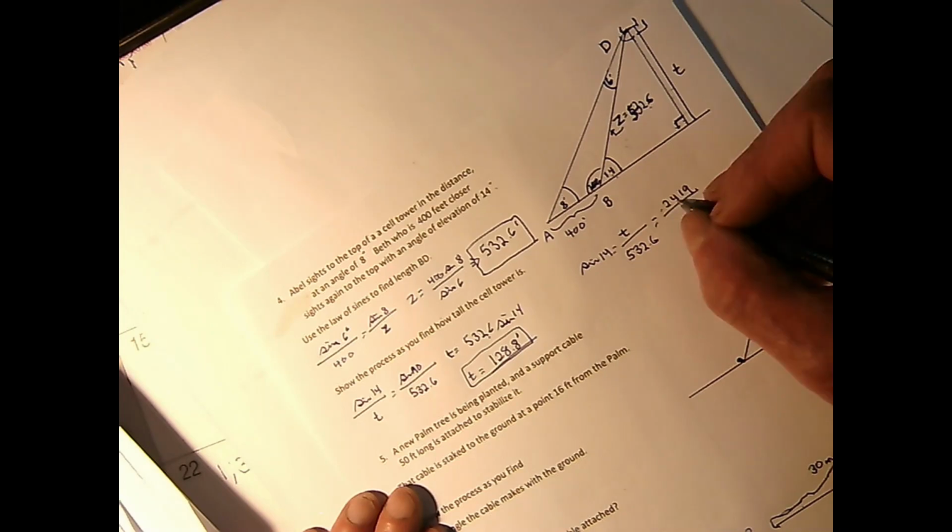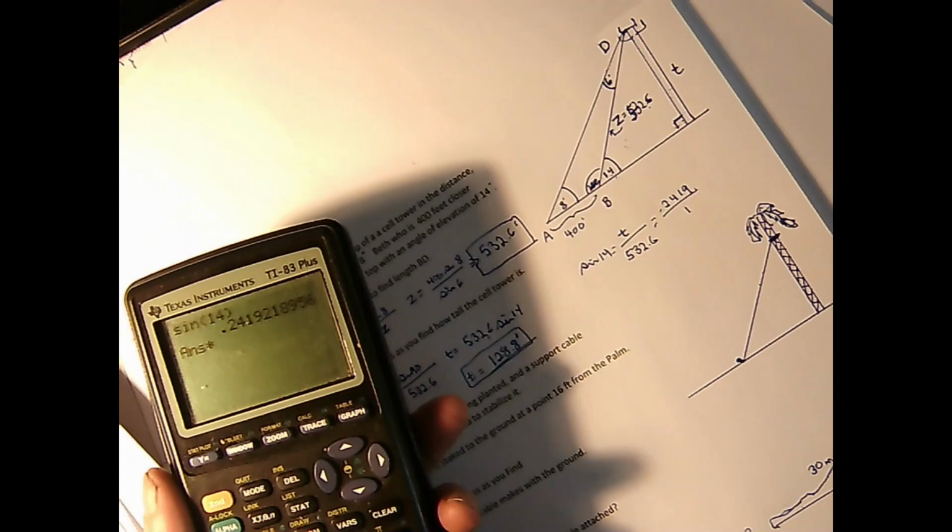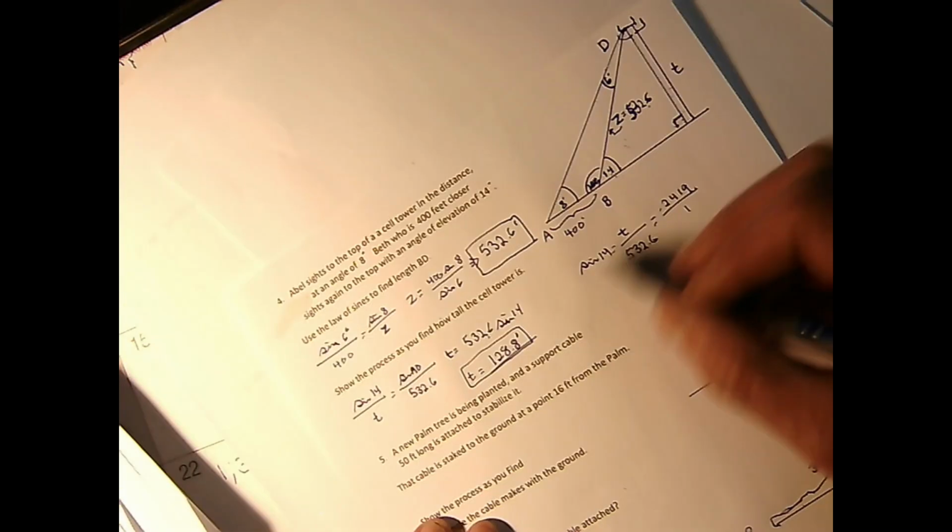So what am I going to get out of that? If I go with that 0.2419 times 532.6, I'm coming up with 128.8 again, huh? Pretty much the same number I had last time. So I didn't need to do that. I'm just showing you that we could have used the law of sines, or we could have used just a straight sine function. I kind of like the law of sines every chance I get.